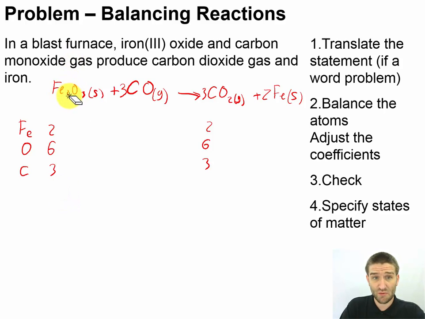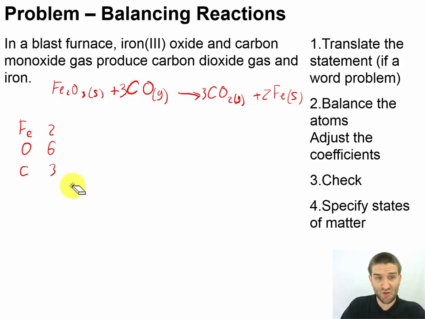So Fe2O3, iron 3 oxide, and carbon monoxide are going to yield my 3 carbon dioxides and 2 units of iron. Okay, so that's my balanced chemical equation for that.